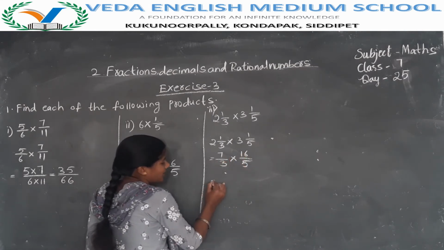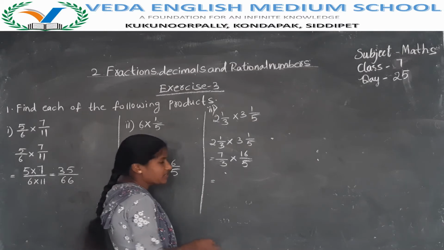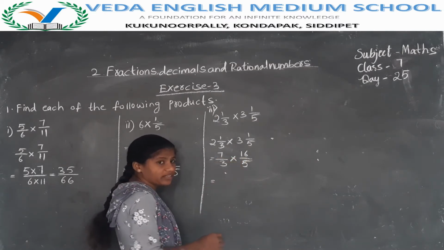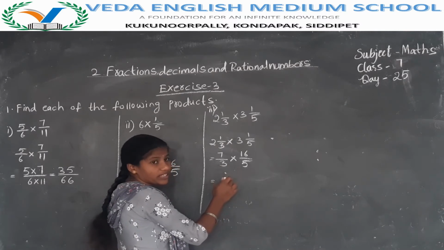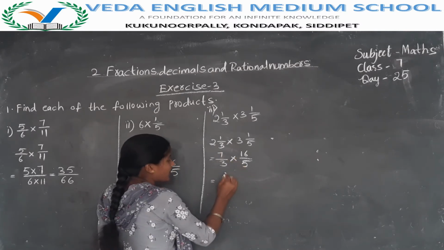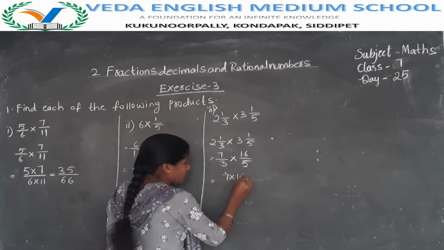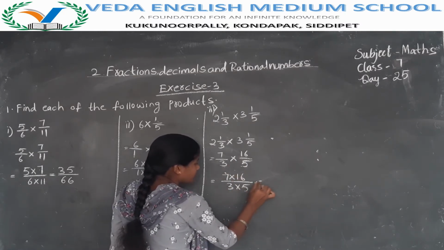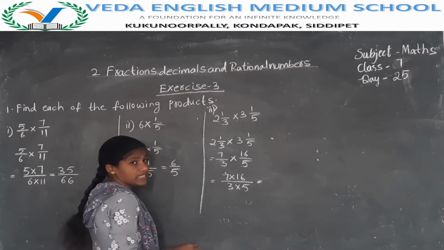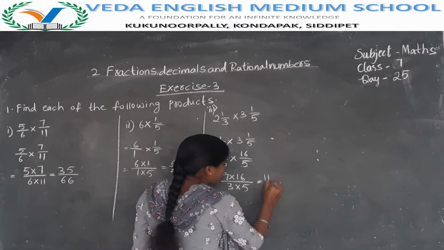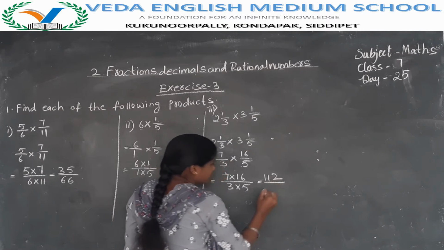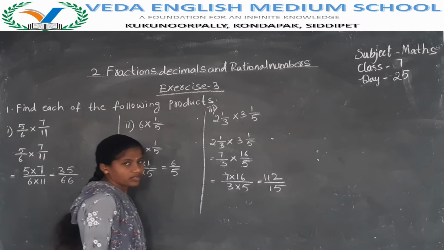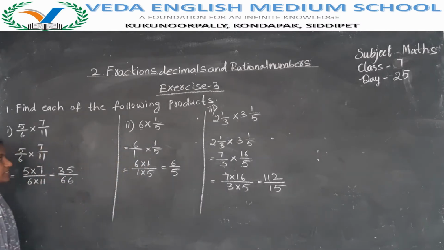Now we simply have to multiply the numerators. What are the numerators here? 7 and 16 both are the numerators. What are the denominators here? 3 and 5. Both are the denominators. Now multiply these numerators. 7 into 16 by 3 into 5. Now 16 sevens are 112. 3 5s are 15. Like this, it is the first bit.